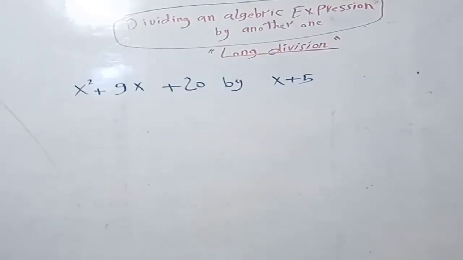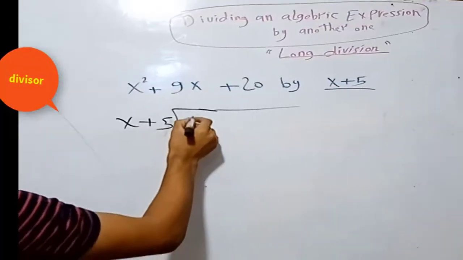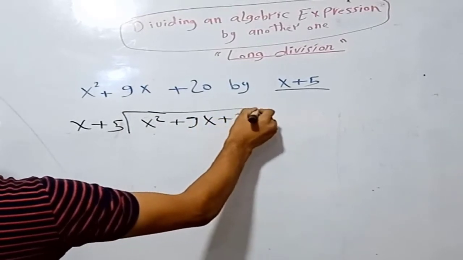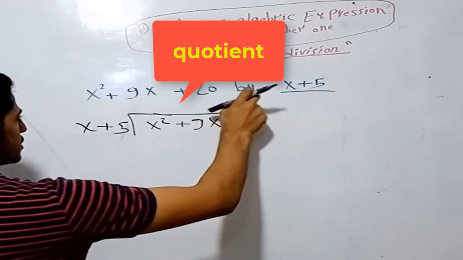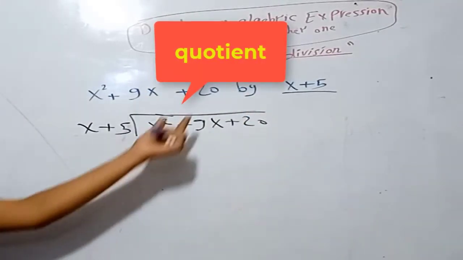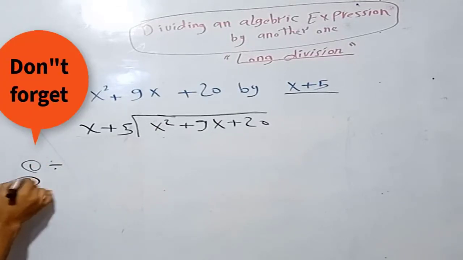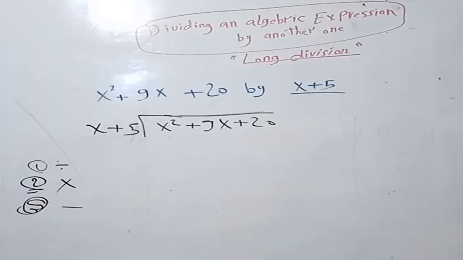Okay, let's take another example. Here I have the divisor, so put it outside here, and x squared plus 9x plus 20, write it inside. That is the dividend, and here we write the quotient. Don't forget, we have 3 steps. We're gonna divide. Number 2, we're gonna multiply. Number 3, we're gonna subtract.